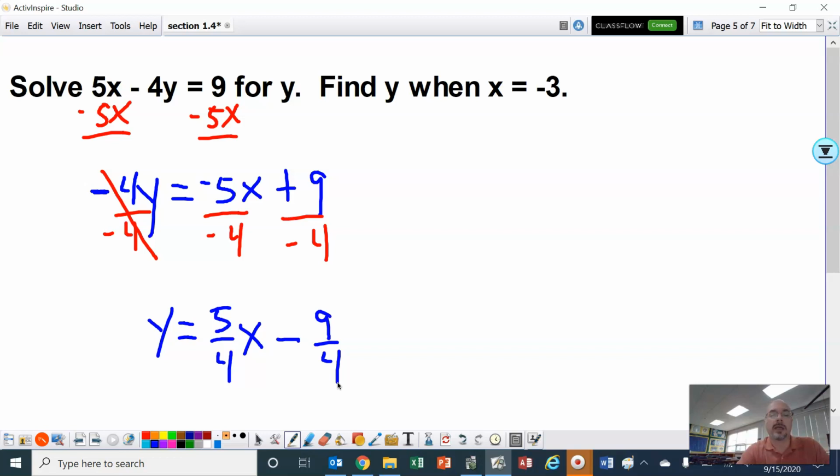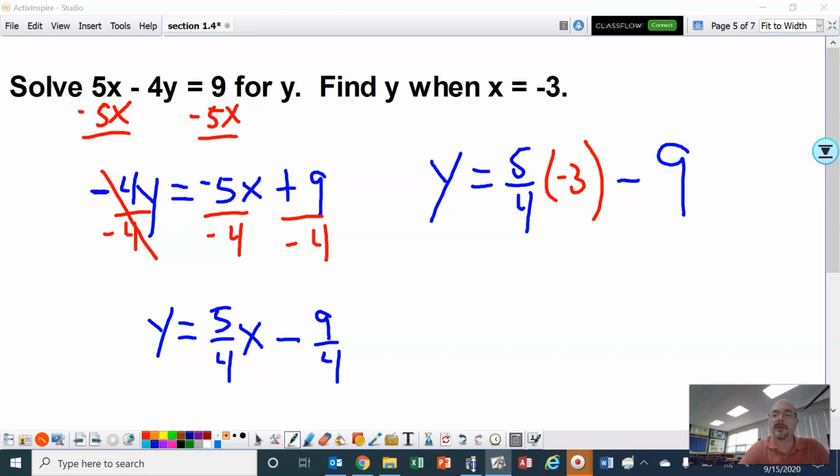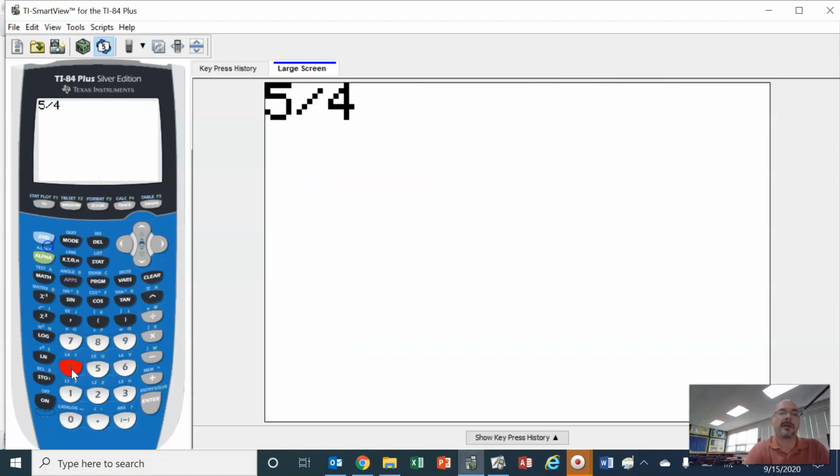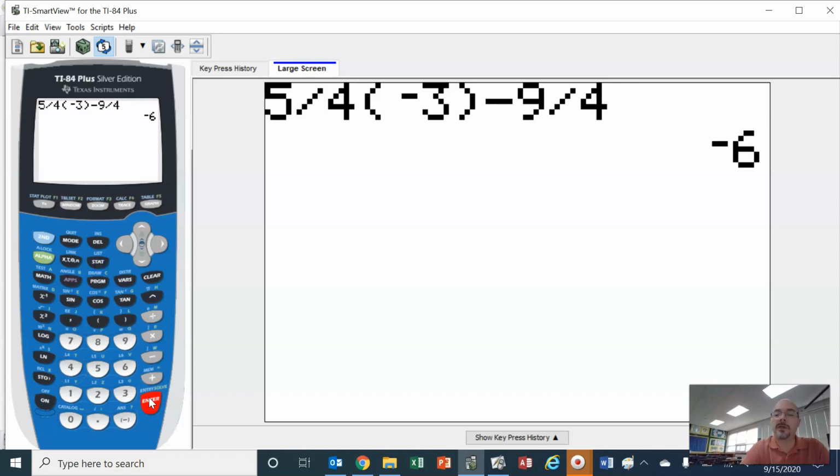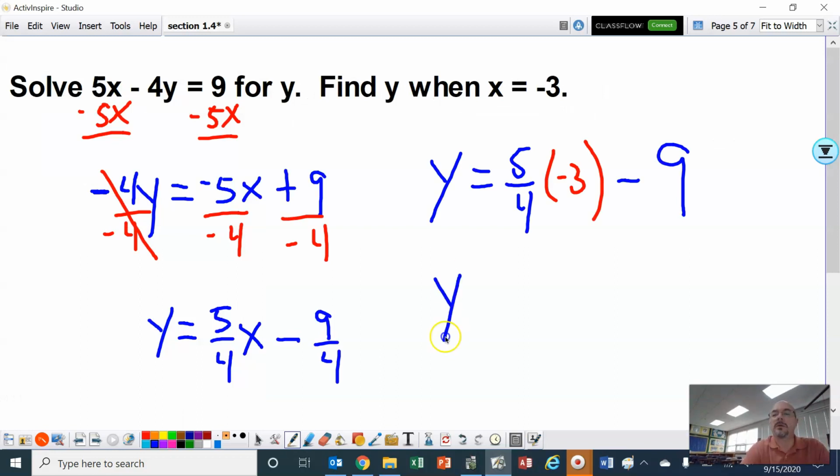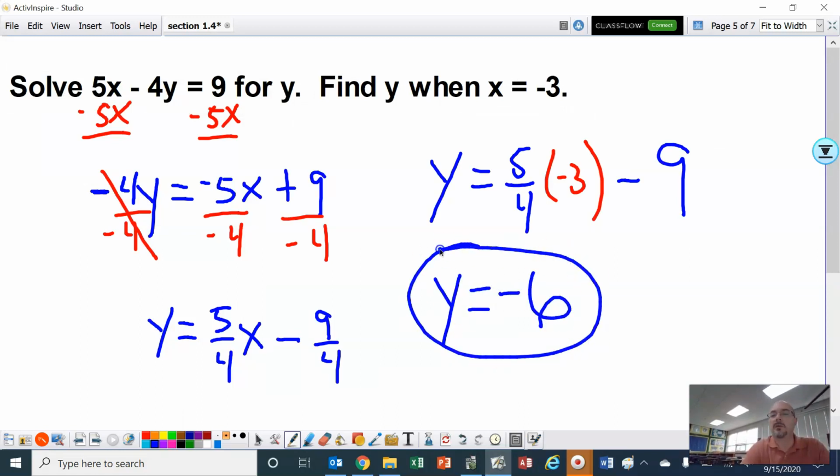Now I'm going to find y when x is negative 3. So now I'm going to go ahead and replace the x with the negative 3. All right, again, I've got this lovely piece of technology here. So 5 divided by 4 times that negative 3. And then I am going to subtract the 9/4. And voila, ladies and gentlemen, there is our answer. The y value equals negative 6 when the x value is negative 3. Now, if I asked you to write that as an ordered pair, this is what it would look like. The ordered pair would be negative 3, negative 6.